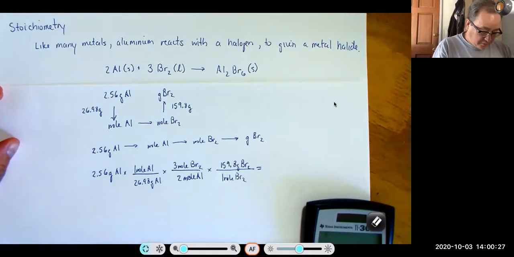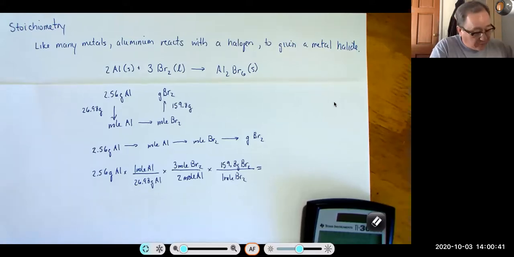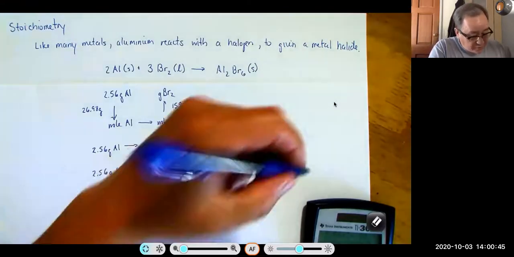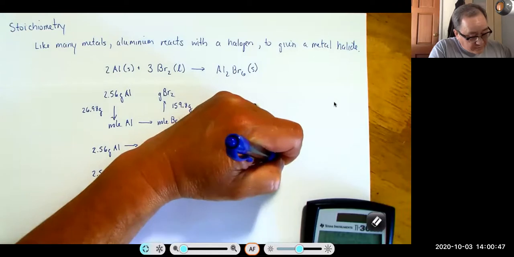So 2.56 times 3 times 159.8 divided by 26.98 divided by 2, and I get 22.74. And it looks like we get 3 significant figures. So 22.7 grams of Br2.